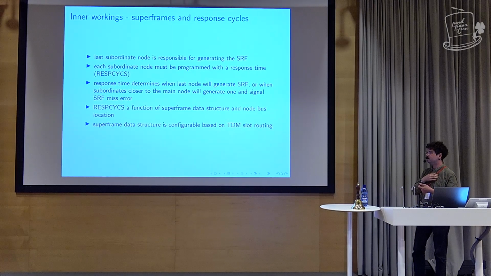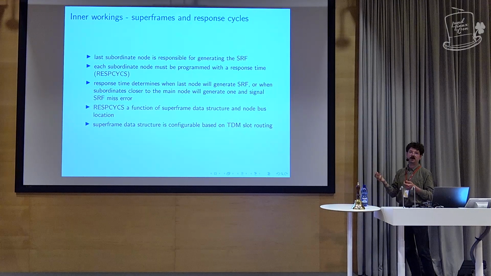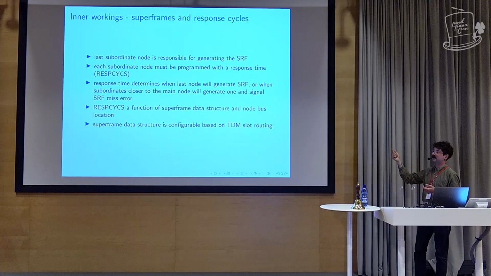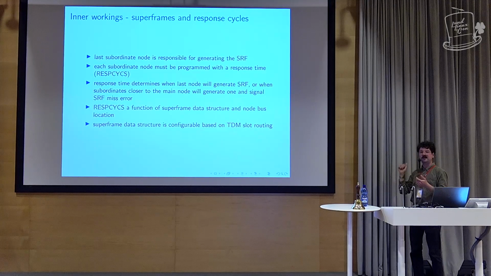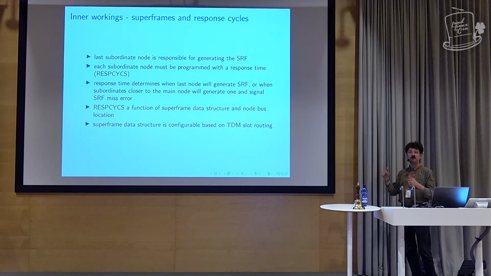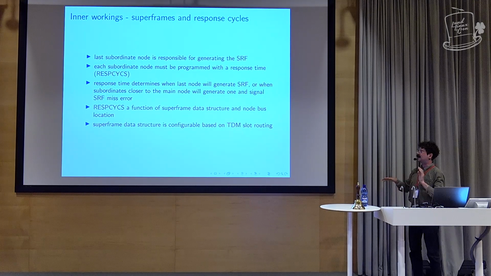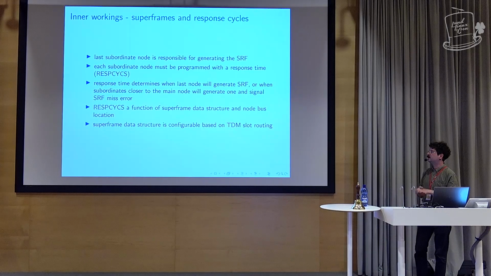But one of the most crucial errors would be a bus drop, if you physically disconnect node 4 from node 3. And the way that that's detected is based on this response cycle setting. So it's telling the node, if the downstream node doesn't respond in time, then it's up to you to generate the response frame so that the rest of the audio system can continue synchronous playback without dropouts and pops and cracks and things like that.